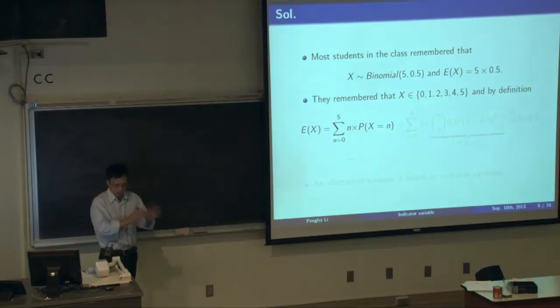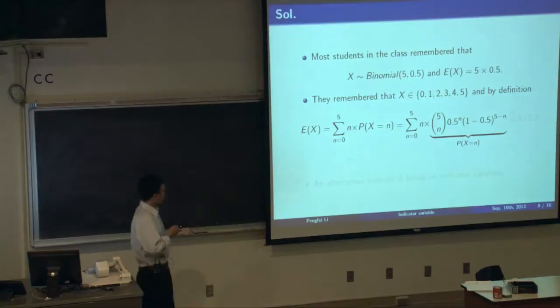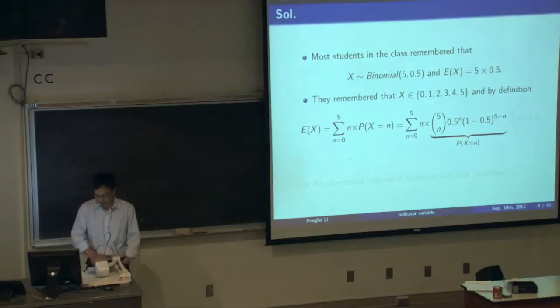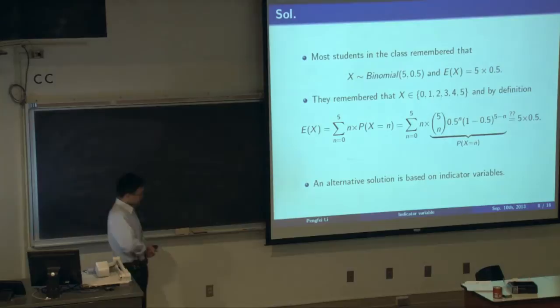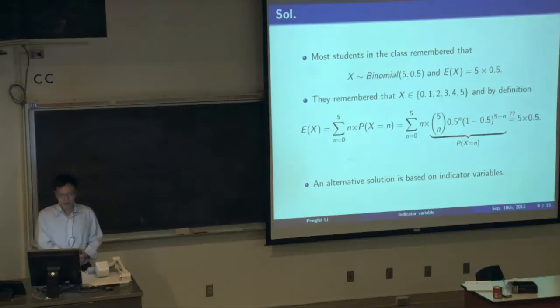I say, you don't need to memorize the probability of X equal to n. I can give you that. So the probability of X equal to n takes this form. And I ask them, how are you going to figure out the final part? In theory, this summation should be equal to 5 times 0.5. But can anybody tell me how to do that? The answer is quite negative. Most people forget how to get this summation.